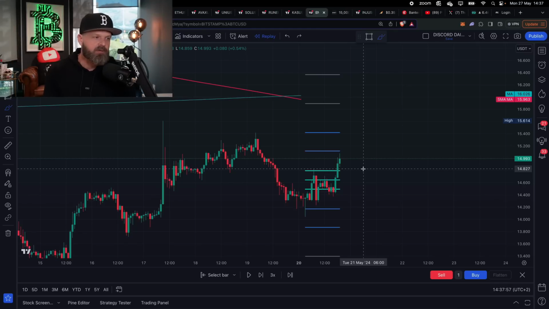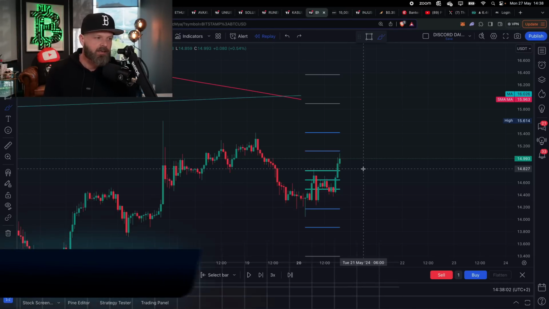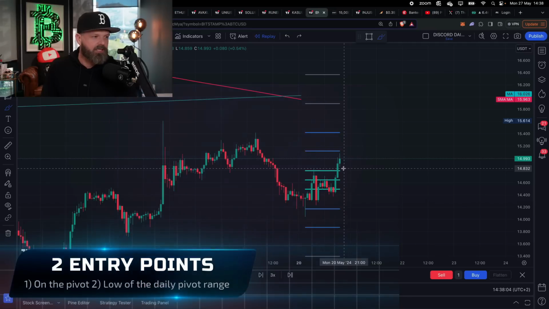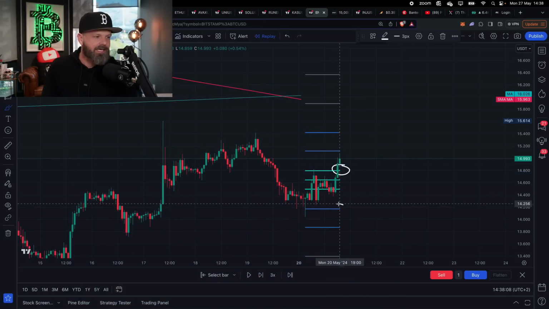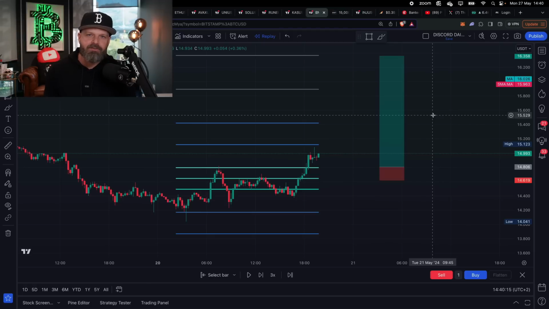When we are looking for entries on the daily pivot, there are only 2 places that we're going to look for bullish entries. Number 1 is a retest of the daily pivot highs. And number 2 is a retest of the daily pivot range low. So these are the types of entries that you need to look for on the daily pivot if you have a bullish bias.